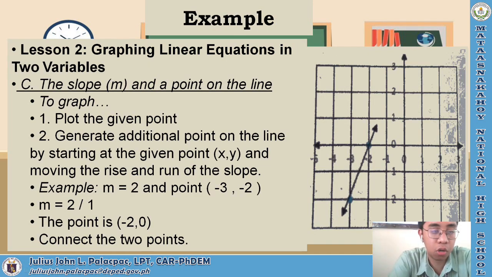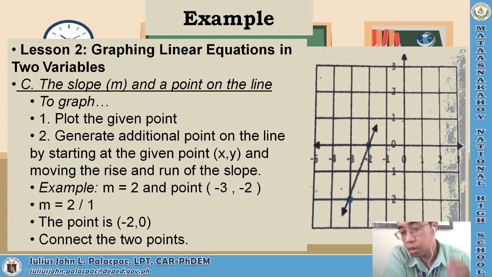And then the slope m, and the point on the line. To graph it, we'll plot the given point. After that, generate an additional point on the line by starting at the given point (x, y) and moving the rise and run of the slope. Example, we have m is equal to 2 and point -3, -2. So we are just looking for the first point, -3, -2. So it is on quadrant 3, since they are both negative.